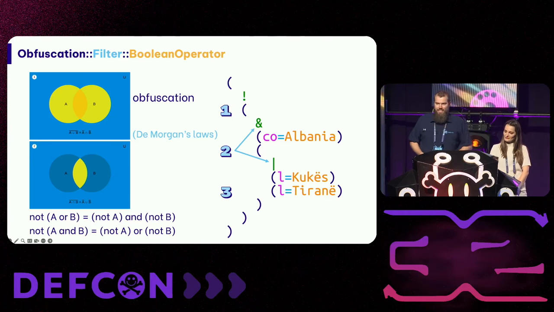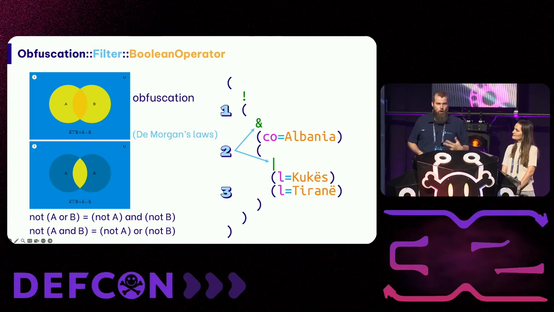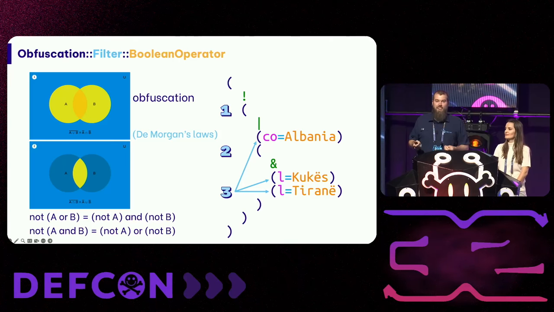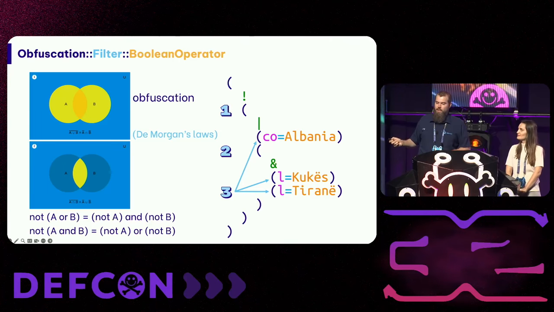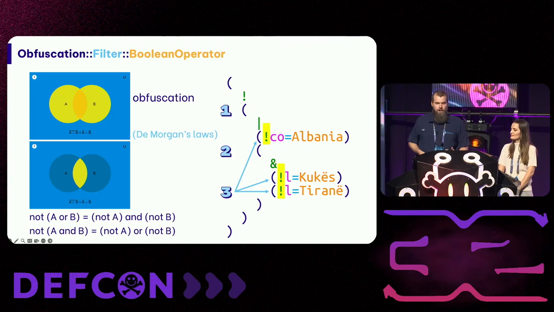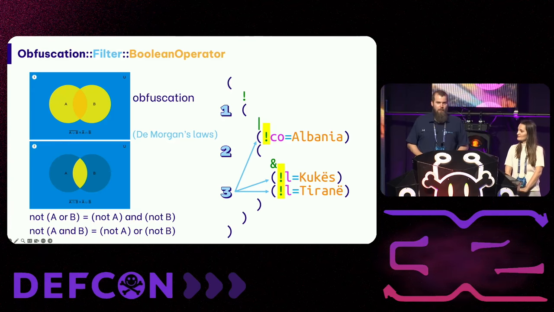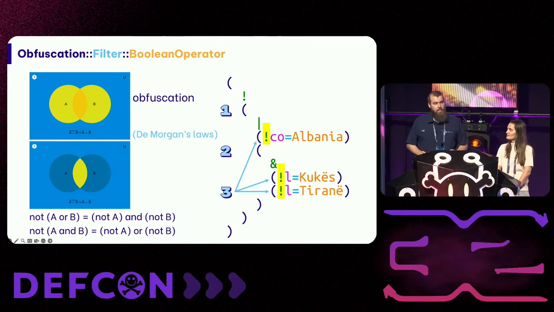So step number two is identifying within that in scope section all the ands and ors and inverting them. And then the third step is locating all the filters and inverting them from a negation perspective. So none of these filters are negated, so we're going to add that not, and those are now negated. Now, this is logically the same as what we started with. Again, this is a lot of headaches if you're parsing this manually.